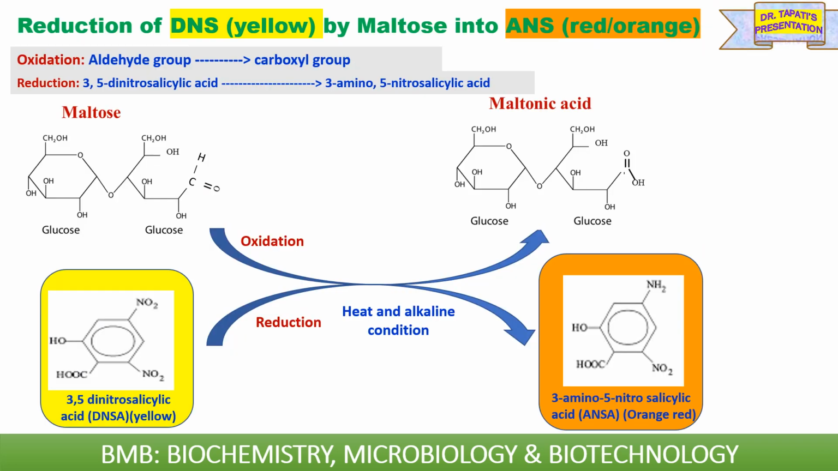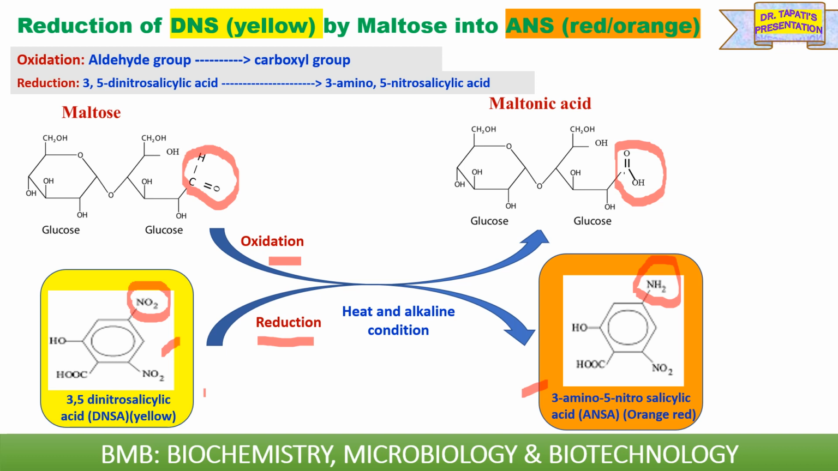This method involves the oxidation of aldehyde functional group of maltose, where aldehyde group of maltose is converted to carboxylic group of maltonic acid. So oxidation occurs. Whereas simultaneously 3,5-dinitrosalicylic acid, that is DNS, is reduced to 3-amino-5-nitrosalicylic acid or ANS, where NO2 group of DNS is converted to NH2 group of ANS. So here reduction occurs.